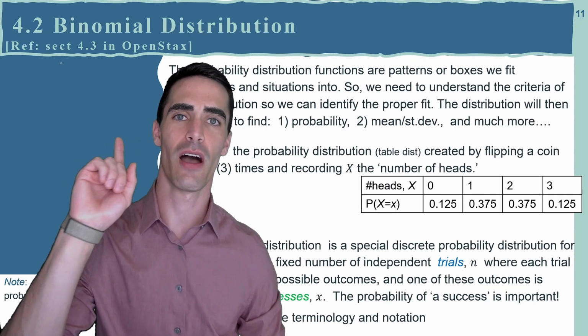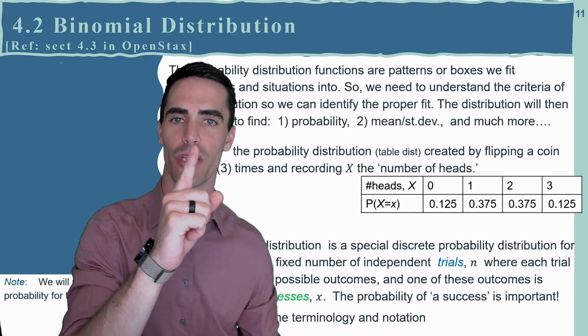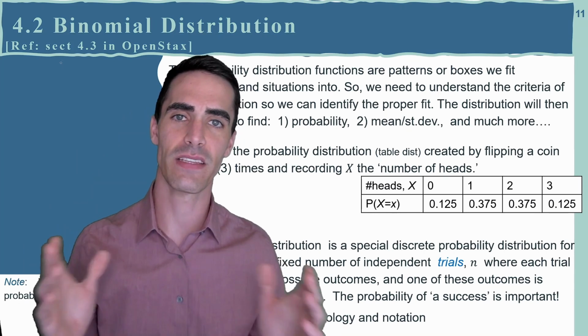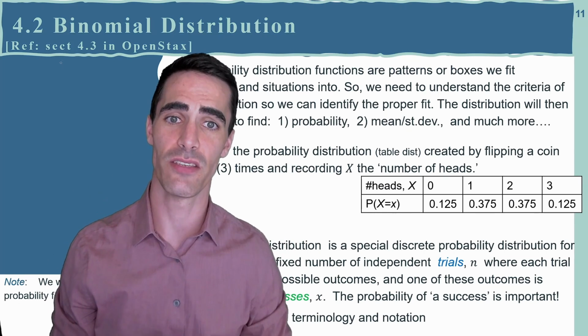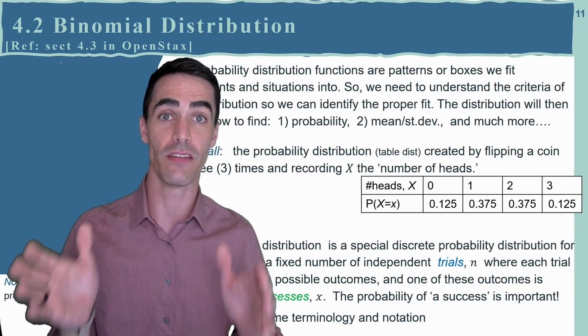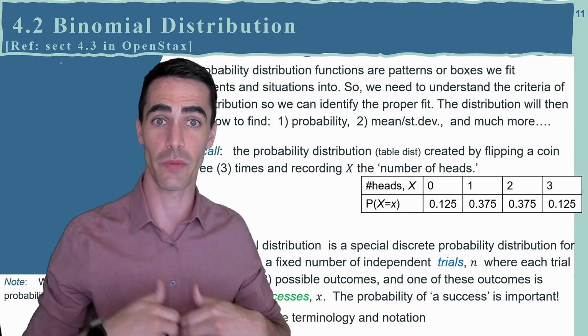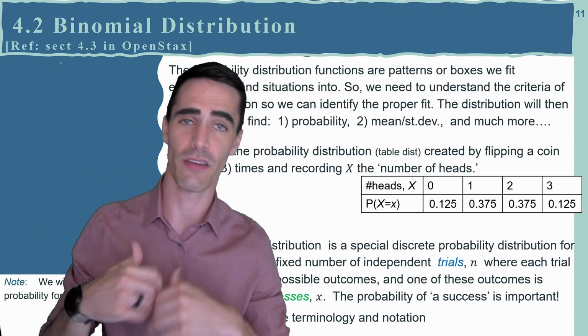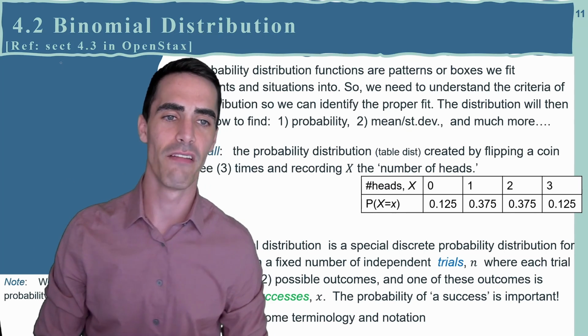In this video, we're talking binomial distribution. Now look, these distributions are like functions or boxes that we fit experiments or situations into. And so when we read an experiment or a situation going on, we try to fit it into various distributions so that we can then evaluate probability, maybe find mean, standard deviation, and define other characteristics of that experiment.